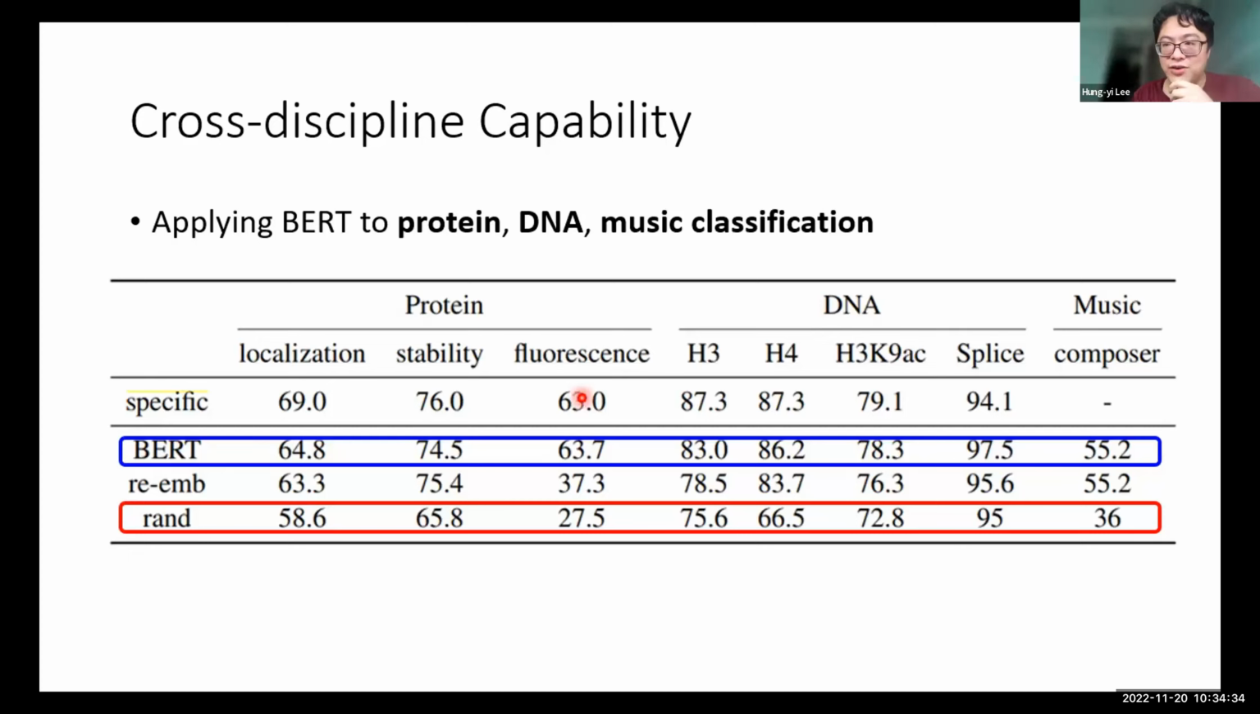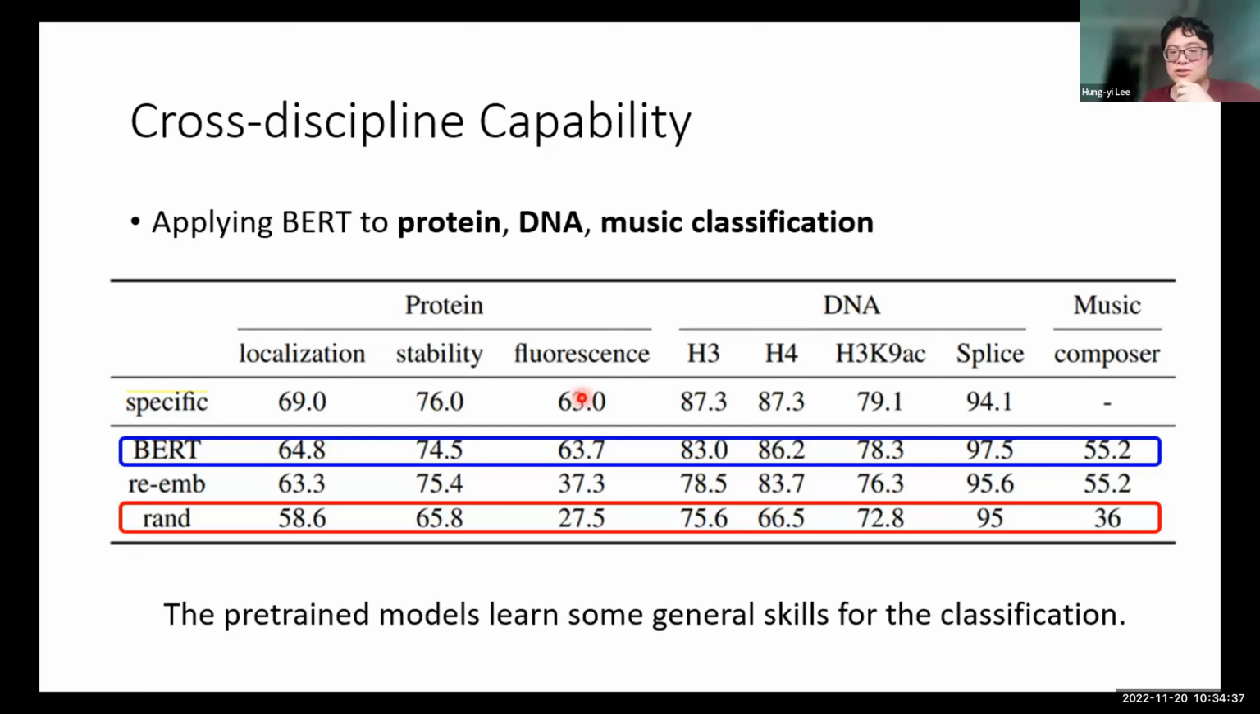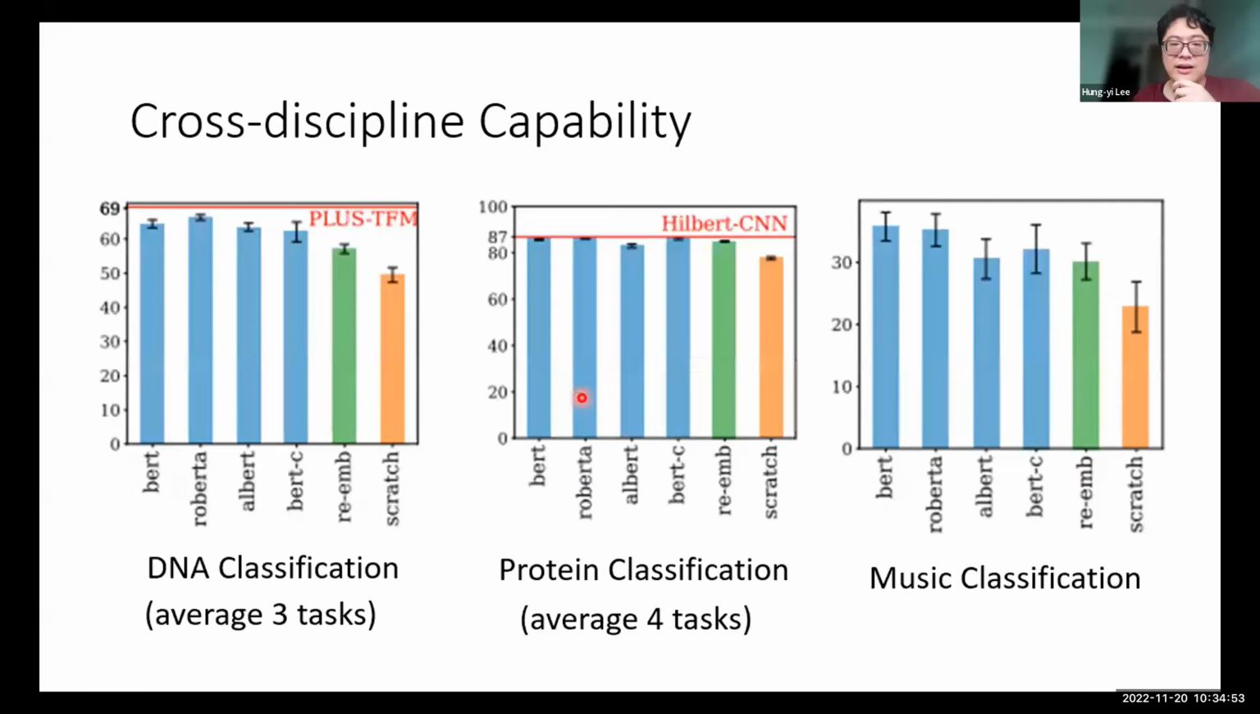So what do we learn from here? This shows that those pre-trained language models learn something more than linguistic information. Those pre-trained models learn some general skill. This general skill can apply to other classification tasks not related to human language. And I also want to convince you that this is not a coincidence.